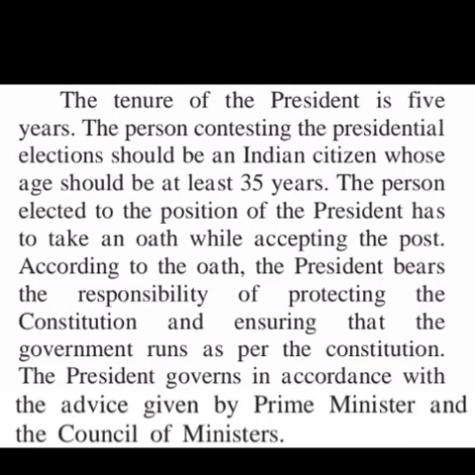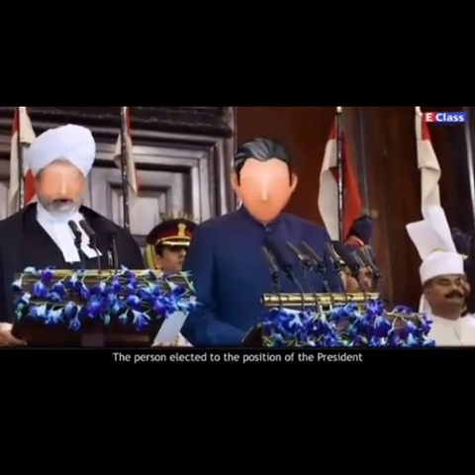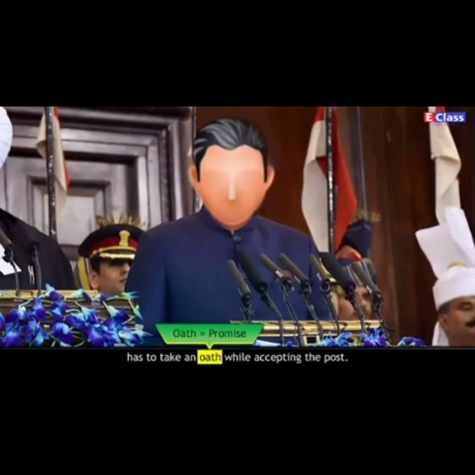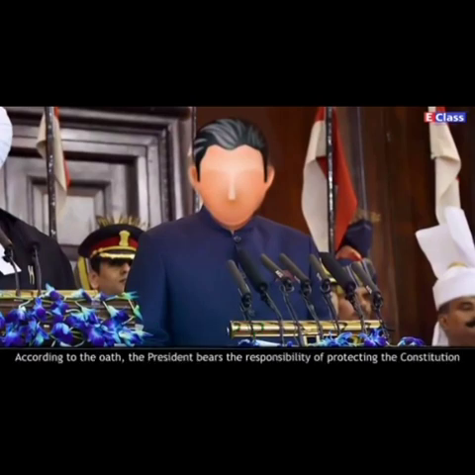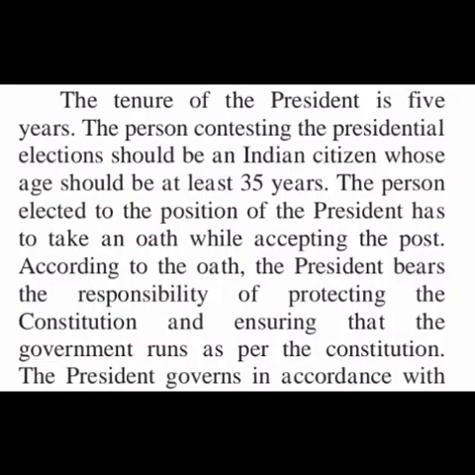The tenure of the President is 5 years. Tenure means time period, that is, the period of time a person holds a position. For contesting the presidential elections, the person has to be a citizen of India and his age should be at least 35 years. The person elected to the position of the president has to take an oath while accepting the post. Oath means a formal promise.